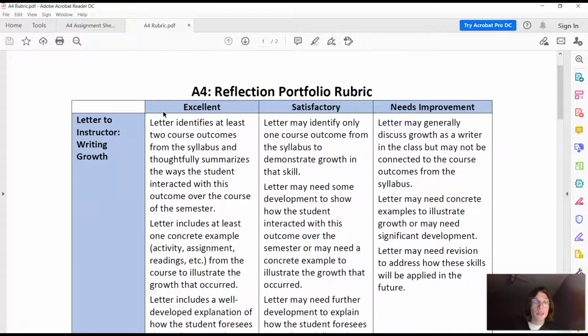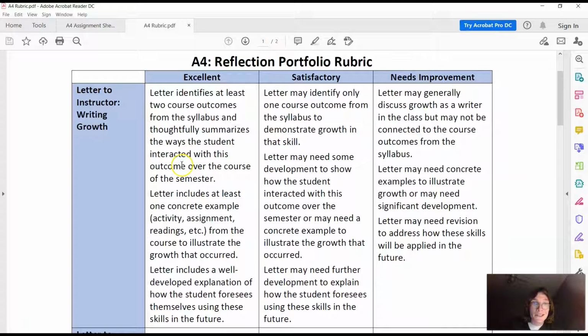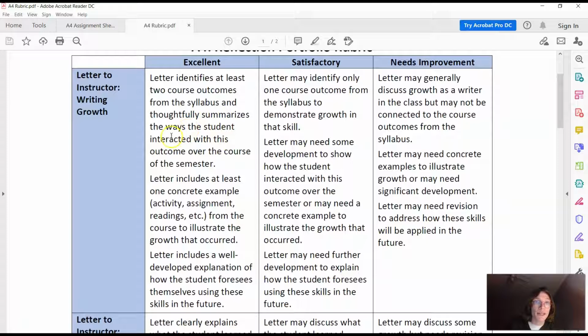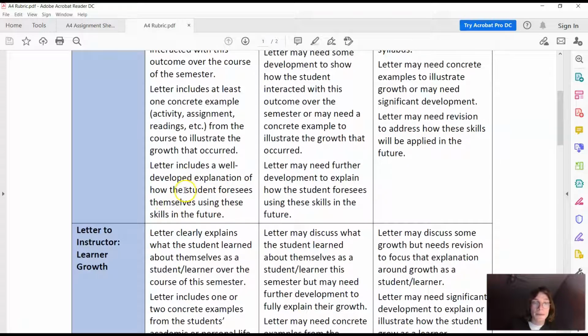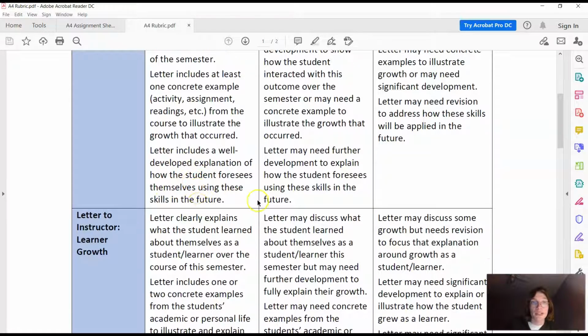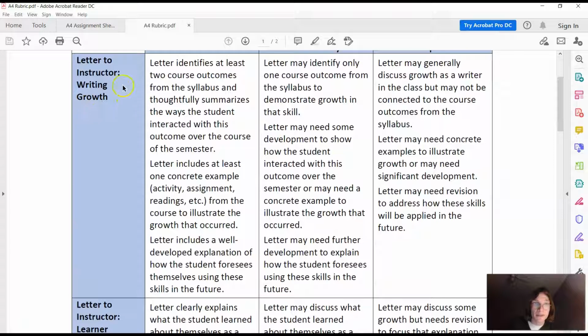This rubric is really helpful. This is on Canvas as well. You might look at this excellent category: it identifies at least 2 course outcomes from the syllabus and thoughtfully summarizes the way a student interacted with the outcome over the course of the semester, 1 concrete example that illustrates this, and then a well-developed explanation on how you foresee yourself using these skills in the future. So that's for that writing growth.